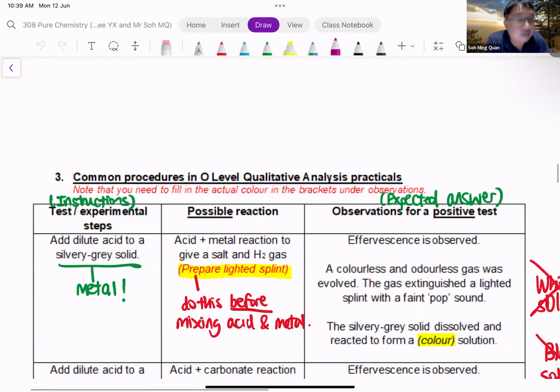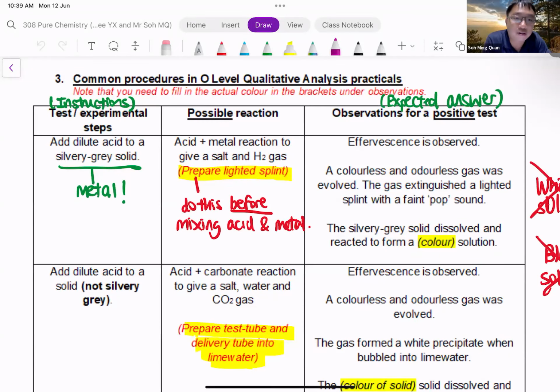Then in the practical guide, there's something very important, which is the common procedures in O-level QA practicals. I've given you the common experimental steps, the possible reaction, and the expected observation. Actually, by learning this, you can easily fill up the answers even before you start doing the practical. Because just based on the instructions and the steps, you can already work out what the reaction is and what the potential expected observation is. And that's what I meant.